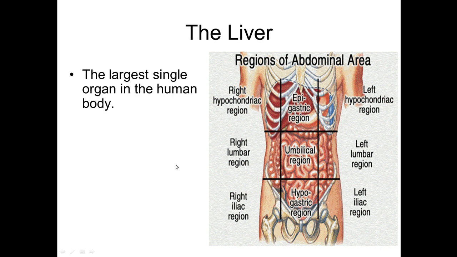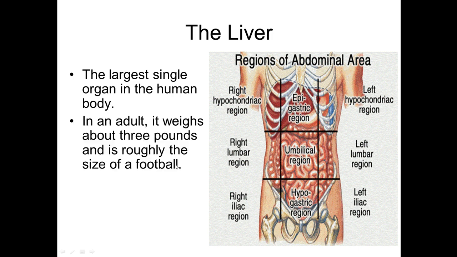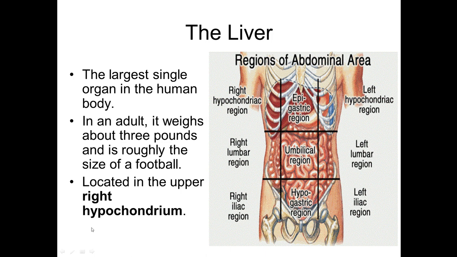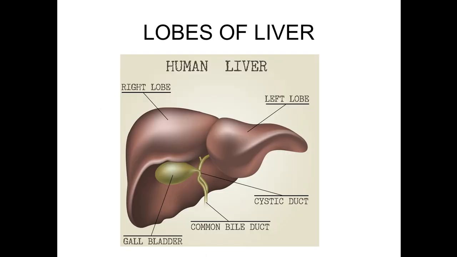And our organ which we are going to study today is the liver. It is the largest single organ in the human body. And what's the weight of this organ? It weighs about 3 pounds and it's roughly the size of a football. And where does it lie? It is located in the upper right hypochondrium. This is the right hypochondriac region. Here is the liver, you can see this. It also extends into the epigastric region, but mainly it's in the right hypochondriac region, or hypochondrium. Same thing.